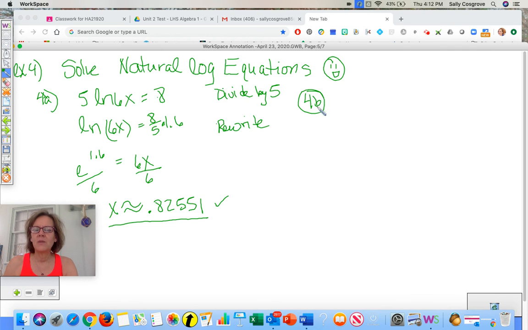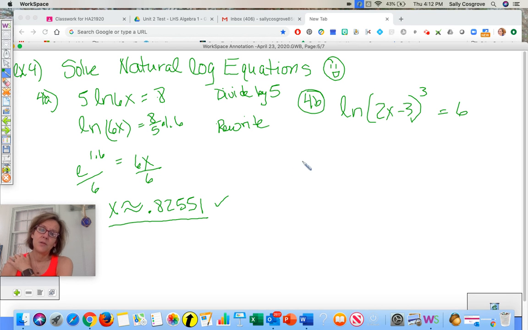Very similar, but just slightly different, because I wanted to give you one like that you'll see in your assignment. So let's say we have the natural log of (2x minus 3) cubed equals 6.